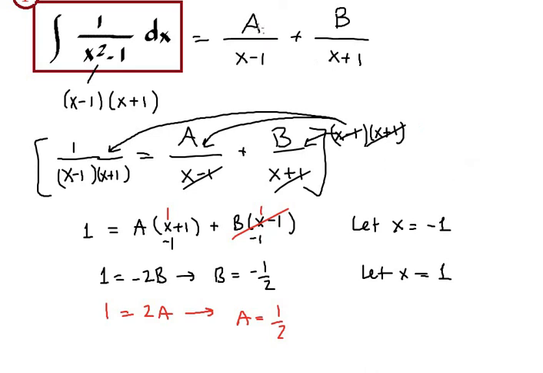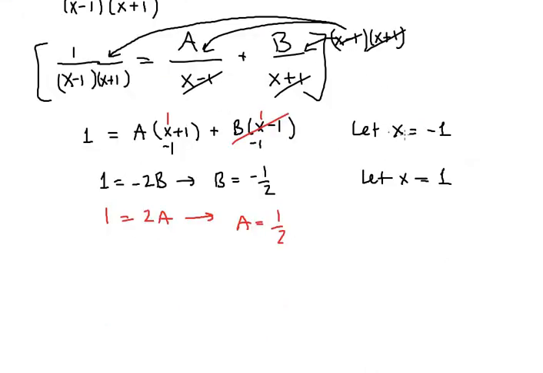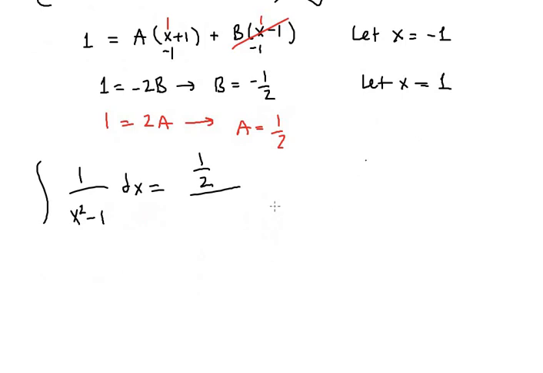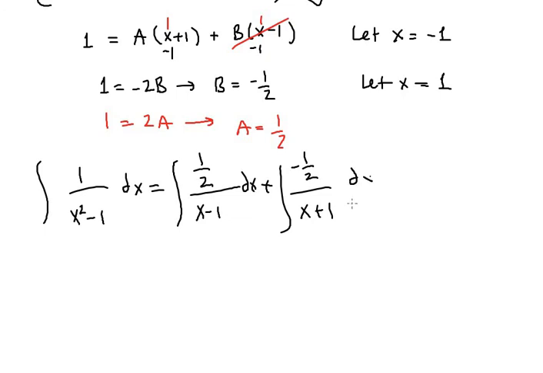Now we can rewrite with a as 1/2 and b as negative 1/2. So our original question, which is 1 over x squared minus 1, is equal to 1/2 over x minus 1 plus negative 1/2 over x plus 1. And you can separate the integrals at the dx's.